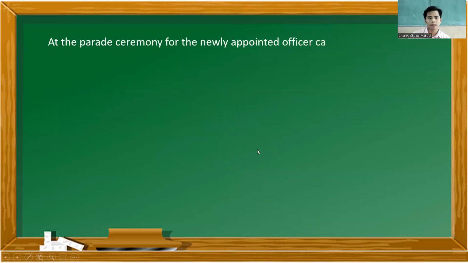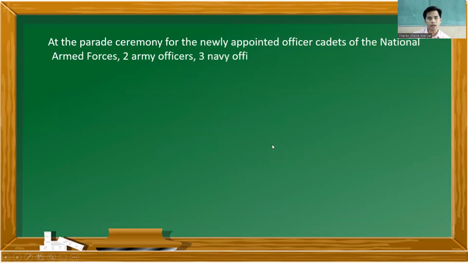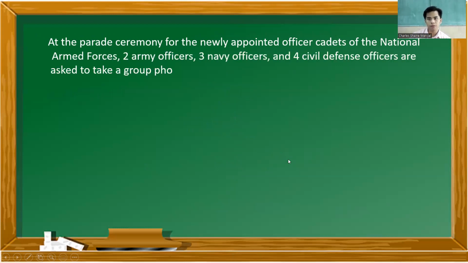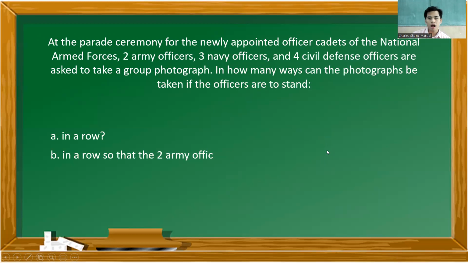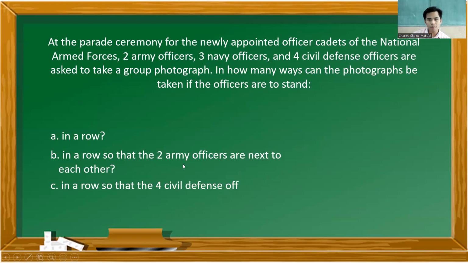Next example. At the parade of ceremony for newly appointed officer cadets of the National Armed Forces, we have 2 Army officers, 3 Navy officers, and 4 civil defense officers asked to take a group photograph. In how many ways can the photograph be taken if the officers stand A, in a row, B, in a row so that the 2 army officers are next to each other, C, in a row so that the 4 civil defense officers are at the end of the row. Now, unahin natin yung in a row.